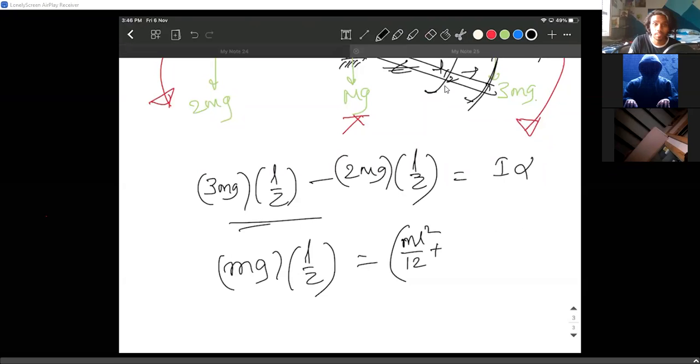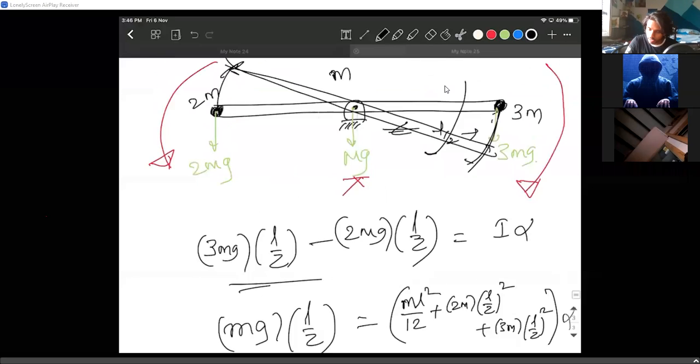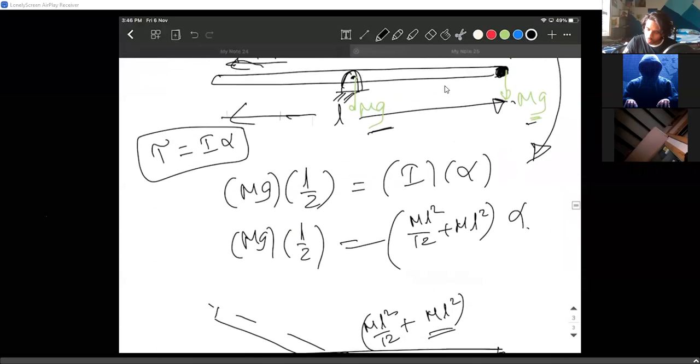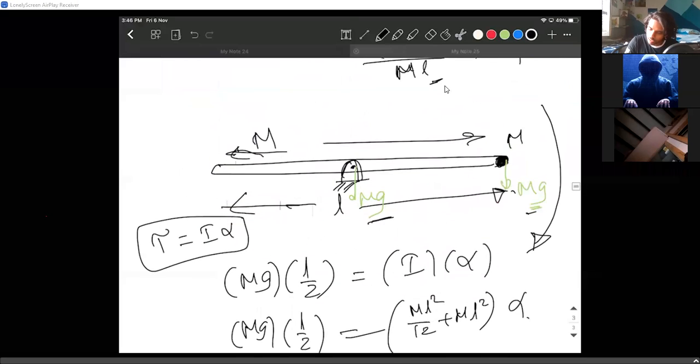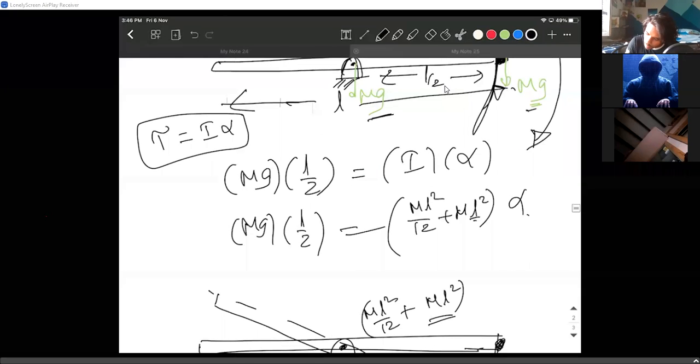When you write the moment of inertia, mL² by 12 for the rod, 2m into (L/2)², similarly 3m into (L/2)². Okay, I'm really sorry. In the previous problem, did I take it wrong? Sorry, guys. Here the distance is L by 2. Since it is rotating and the distance is L by 2, you write the moment of inertia of this particle as m into (L/2) whole square.